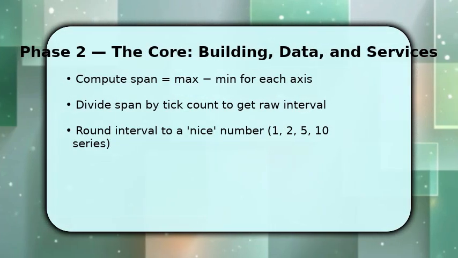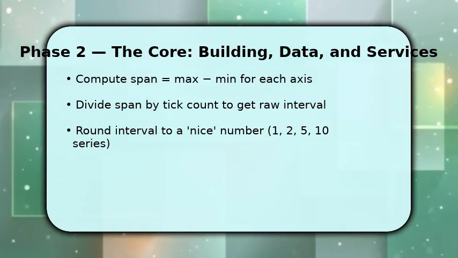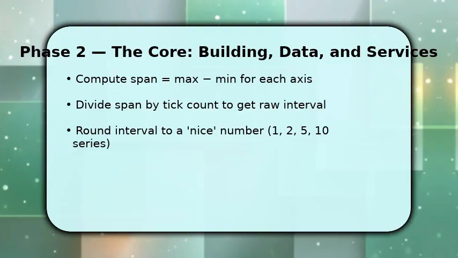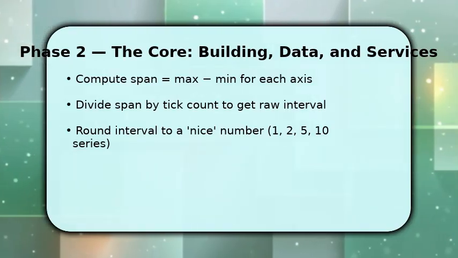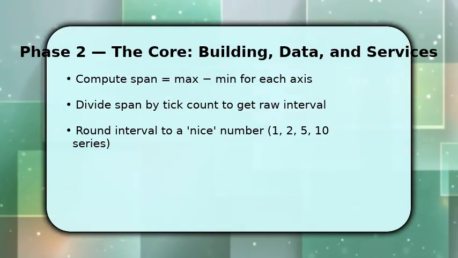You now compute the numeric span for each axis by subtracting minimum from maximum. This gives the real range you must cover. Then divide that span by your chosen tick count to get a raw interval. This is the starting point for a readable scale.